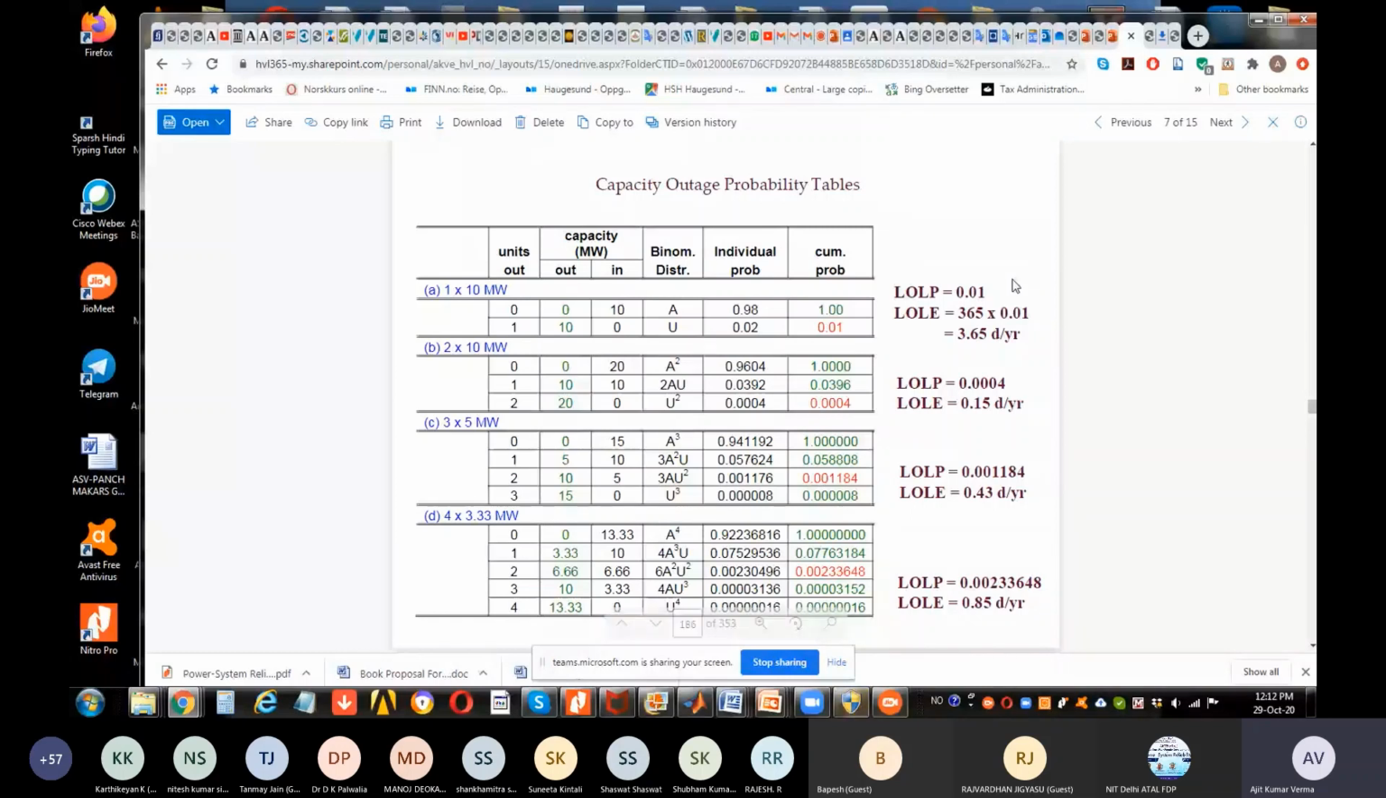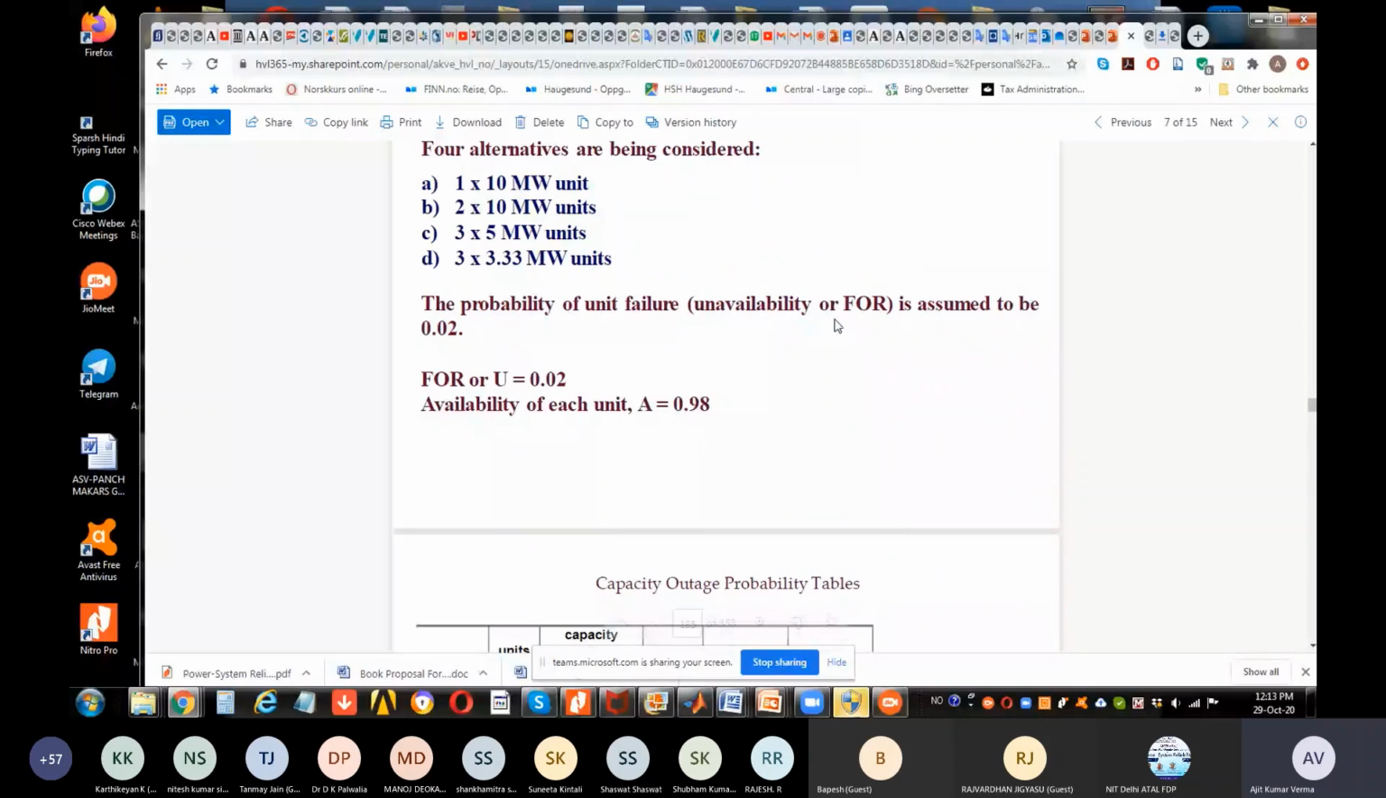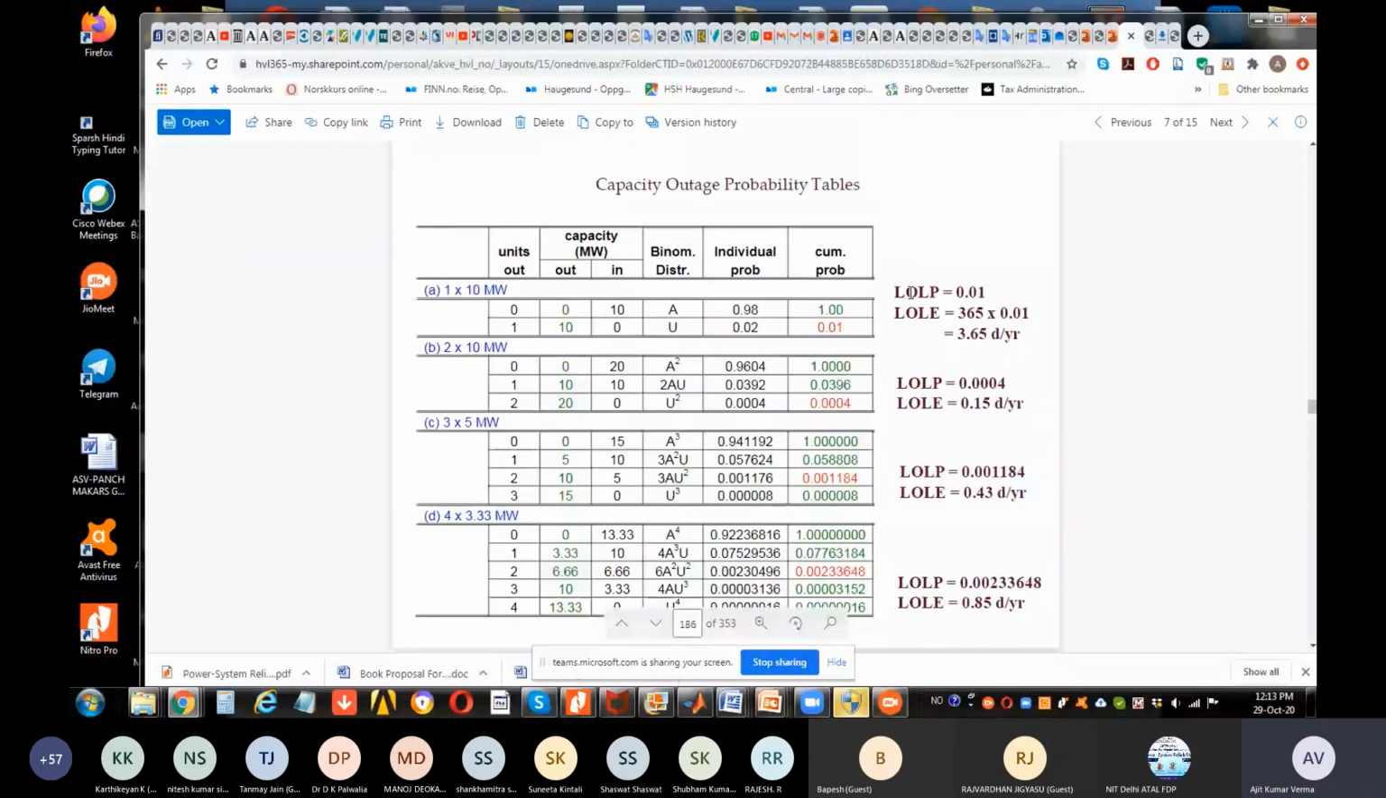So what is the load loss? What is the LOLP? If you have a 10 megawatt load, then you'll lose load. You lose load when you generate zero. So the LOLP is 0.02. So LOLE, you multiply that figure by 365, you get 7.3 days in a year.